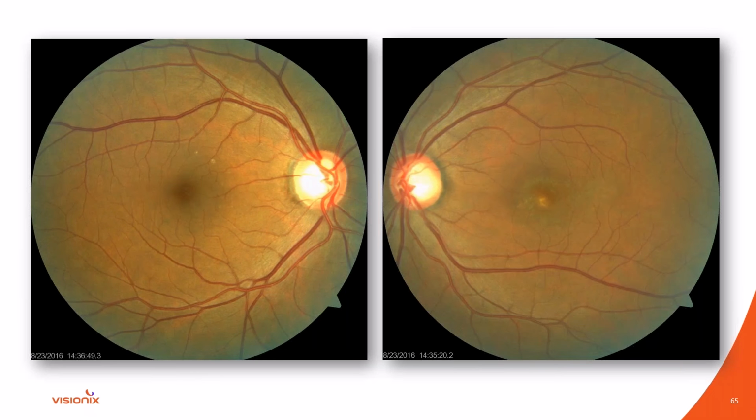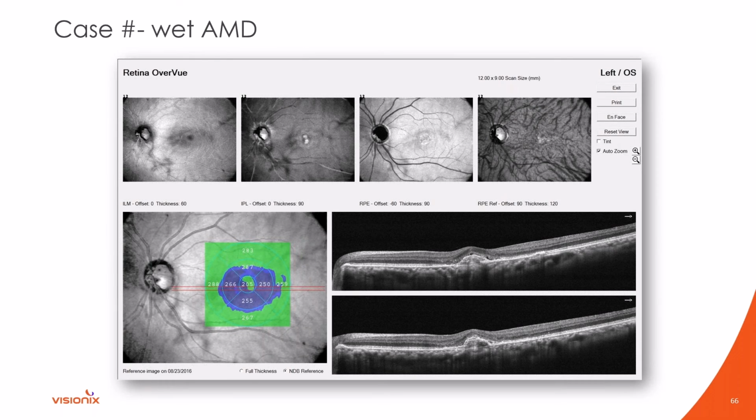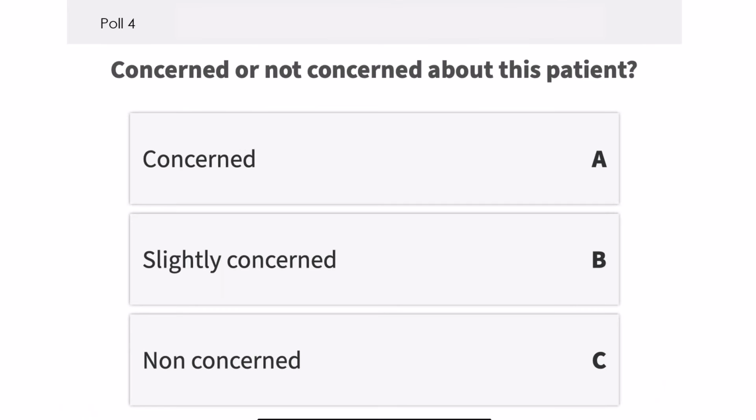So I'm going to ask you, with our polling here, going back very quickly, in this 71-year-old female, left eye, there's the fundus photo. OCT looks like this. Take a close look at that OCT in the macula. And my question for you, we're going to poll the audience with poll number 4 here, is: are you concerned? Are you slightly concerned, or are you not concerned at this point in time? And Adam, let's open up that polling. All right, so poll number 4, here we go.